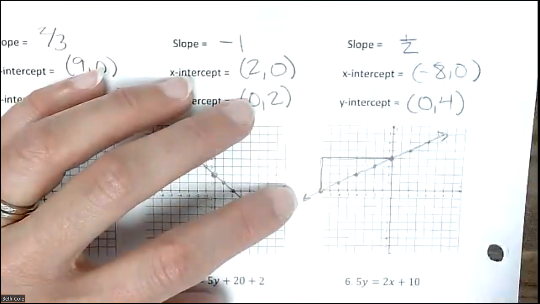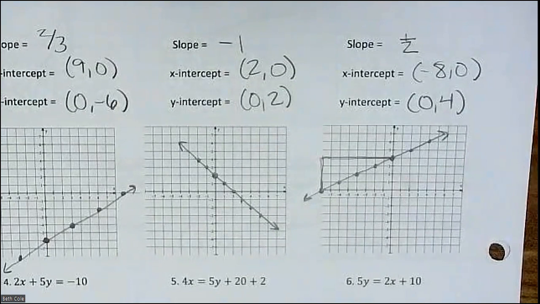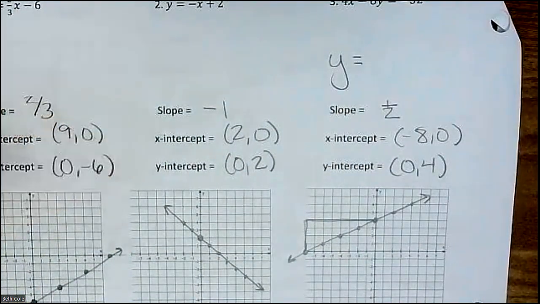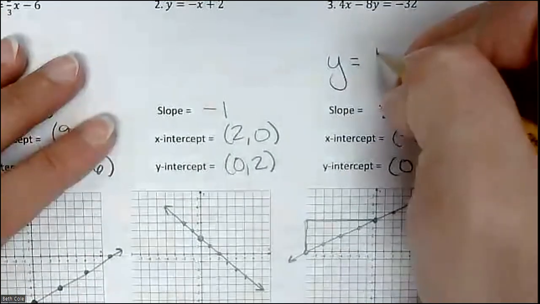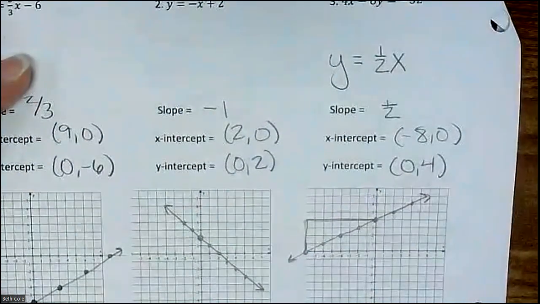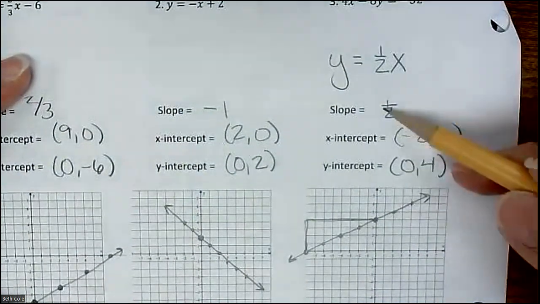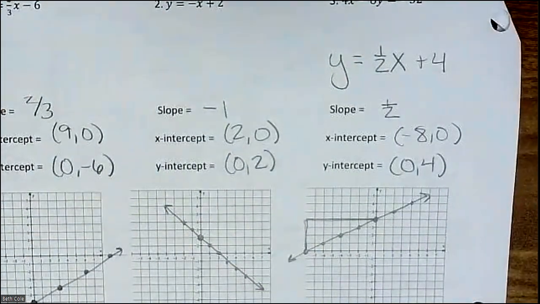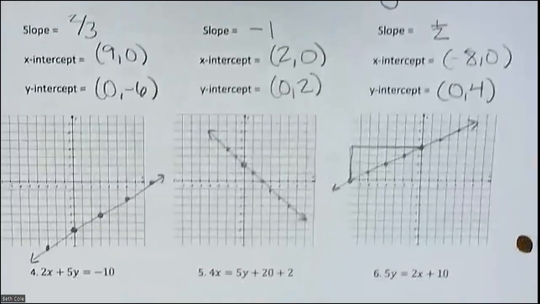But whoever shouted it out over there, the slope is 1/2, up 1/2. And then you just need to go back and write the equation. So it'll be y equals, remember what we just did on the other side of the paper. 1/2 x plus 4. Good, you guys got it. We're going to try it a few more times.